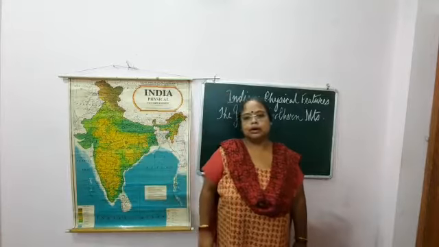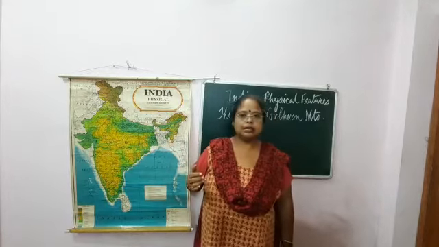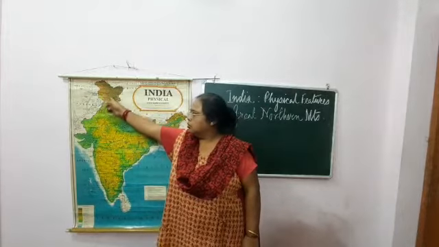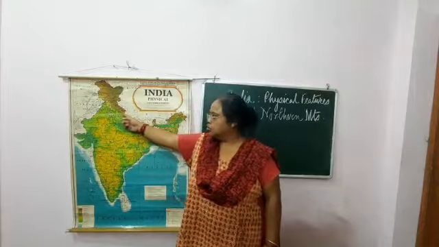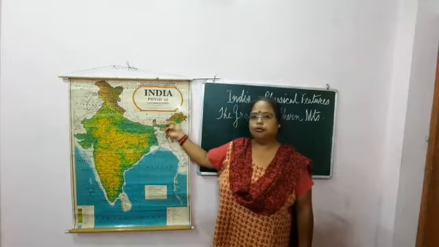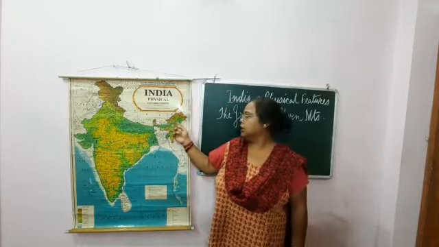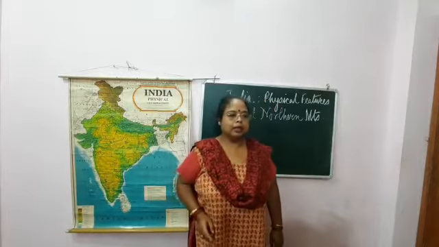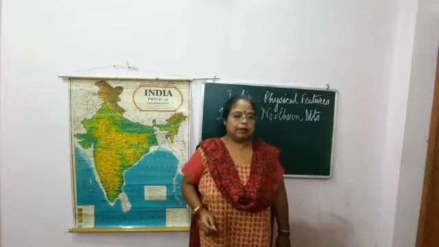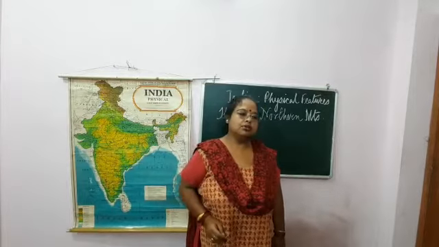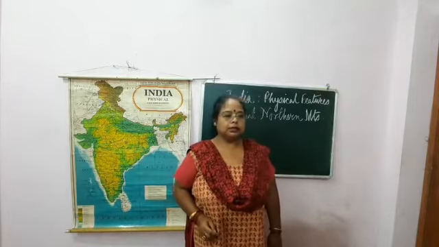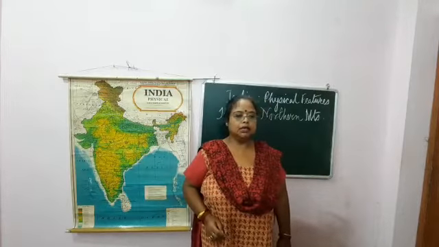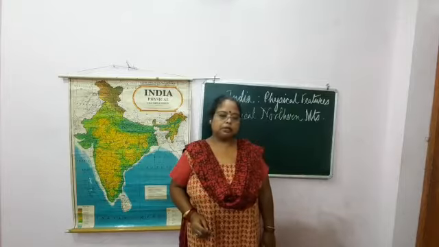Now let's see the extension, from where to where it extends. It extends from Jammu and Kashmir in the north, and after Nepal and Bhutan, it reaches Arunachal Pradesh and Manipur in the eastern side. The total length of the Himalayan mountains is about 2,500 km and their average width varies from 150 to 400 km.